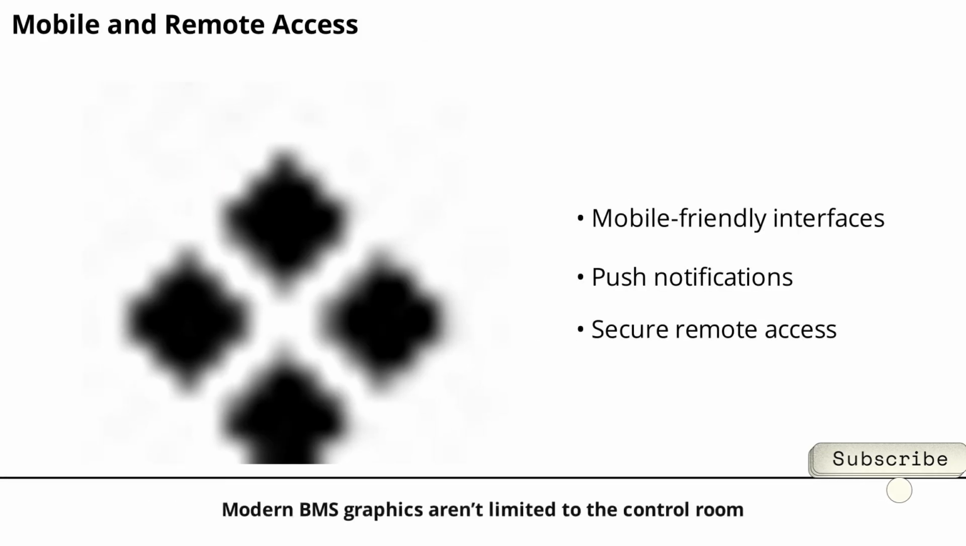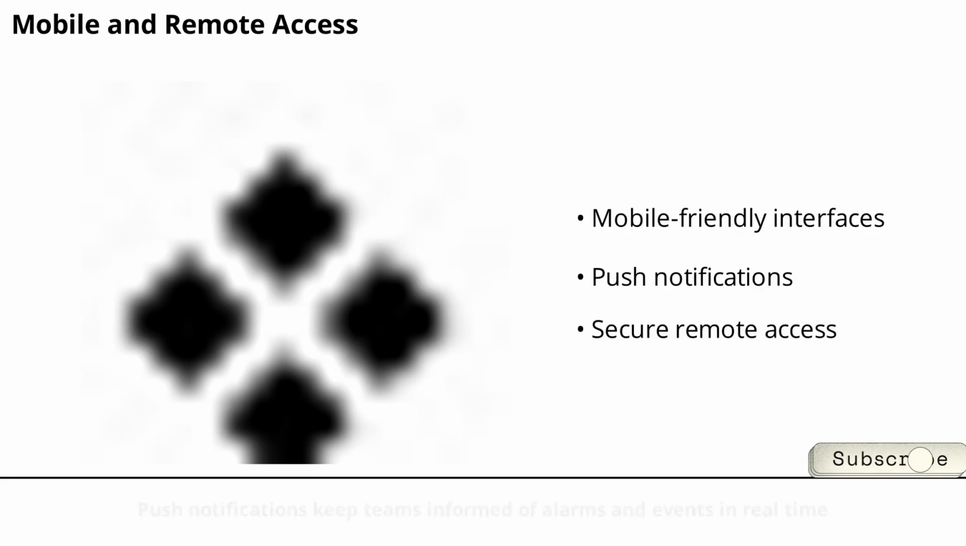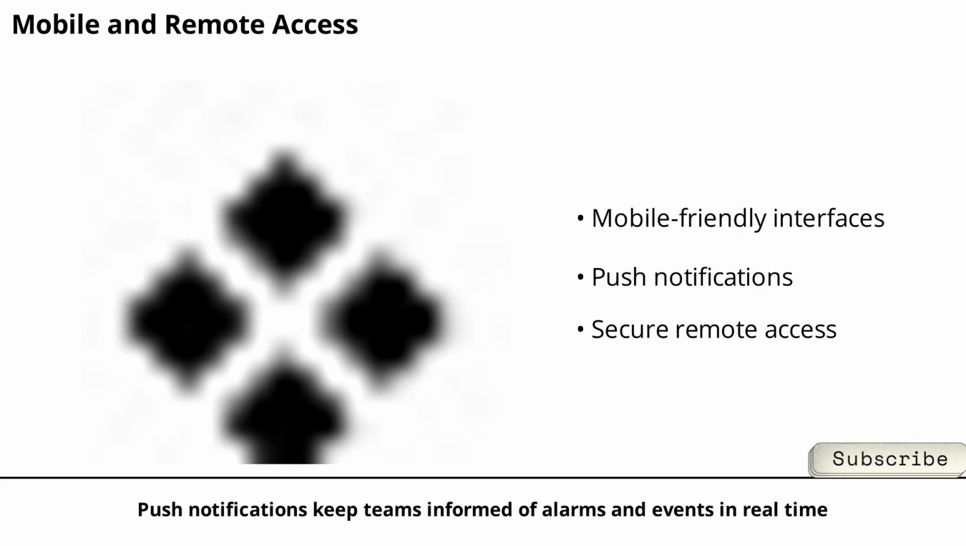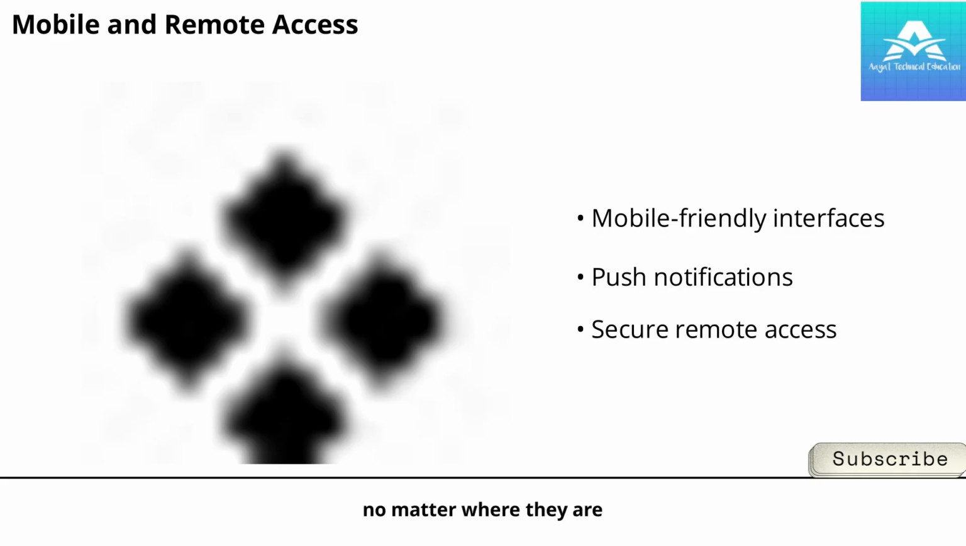Modern BMS graphics aren't limited to the control room. Responsive web interfaces and dedicated mobile apps allow operators to monitor and control systems from anywhere. Push notifications keep teams informed of alarms and events in real time, while secure VPN or cloud access with multi-factor authentication ensures data security. This mobility empowers facility teams to stay connected and responsive, no matter where they are.